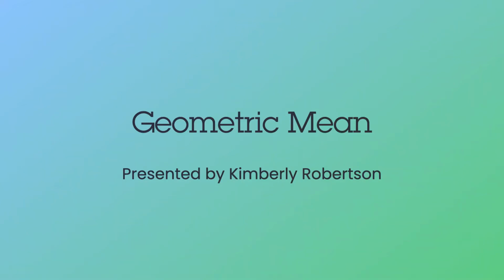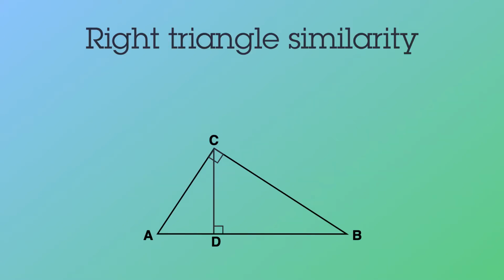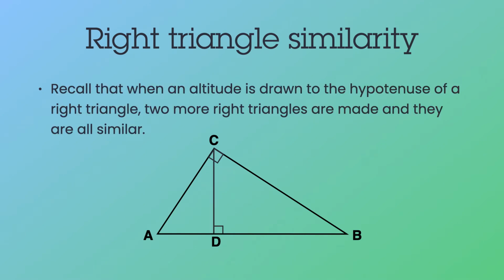Welcome. Today we're talking about something called the geometric mean. Before we get too deep into that specific definition though, let's review our right triangle similarity. Recall that when an altitude is drawn to the hypotenuse of a right triangle, two more right triangles are made, and all three of them are similar.